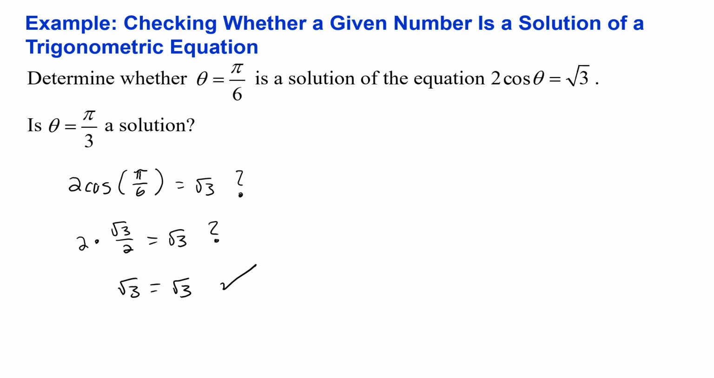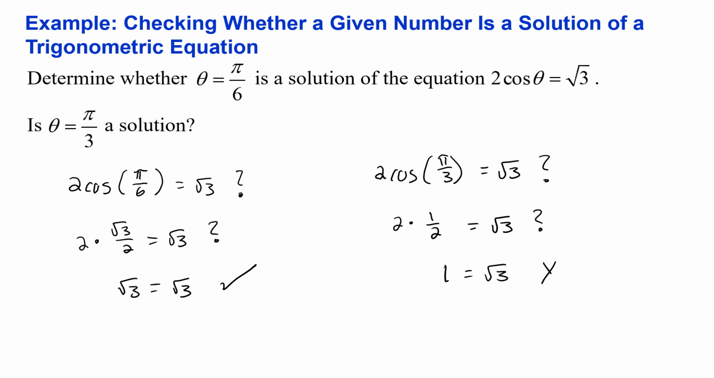Now let's check theta equals pi over 3. Substituting pi over 3 into our equation, we write 2 cosine of the quantity pi over 3 equals square root 3 question mark. So our equation becomes 2 times 1/2 equals square root 3 question mark. And simplifying, we have 1 equals square root 3, which is not a true statement. I'm putting a big X next to it to say it is wrong. So, since the equality is not satisfied, we conclude pi over 3 is not a solution to the equation.